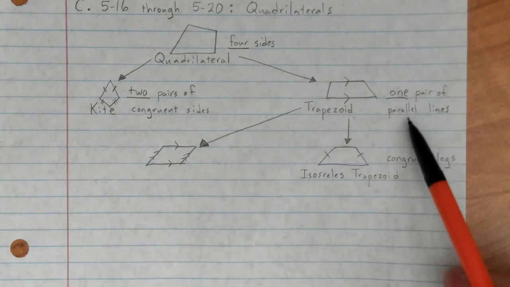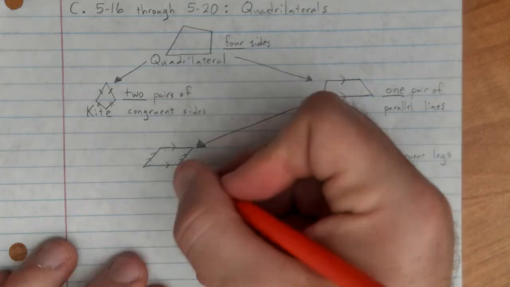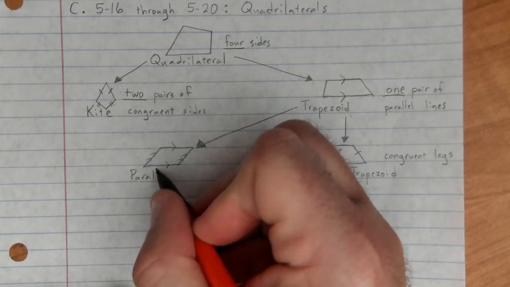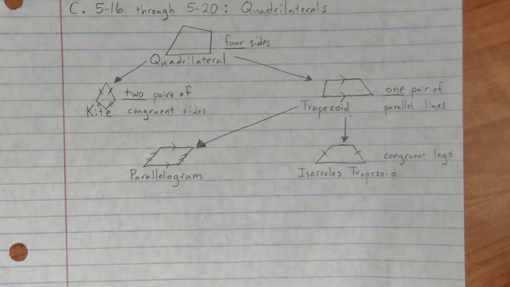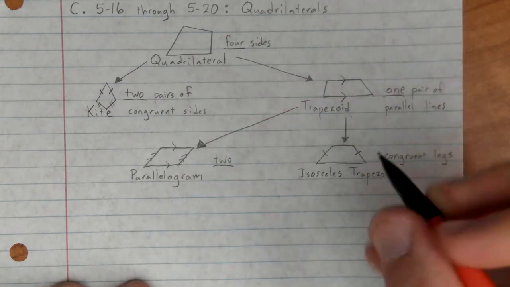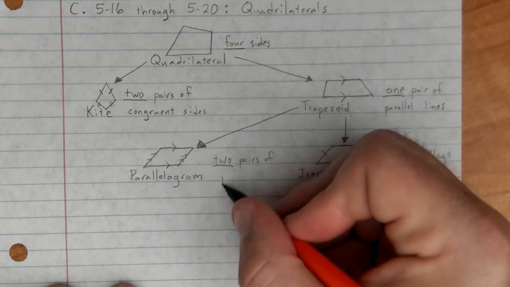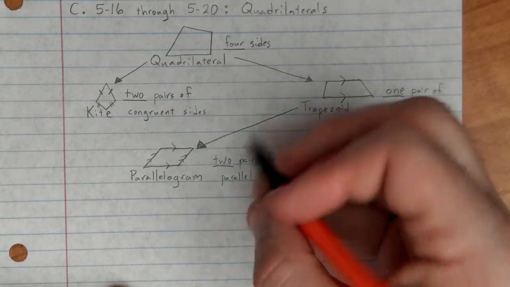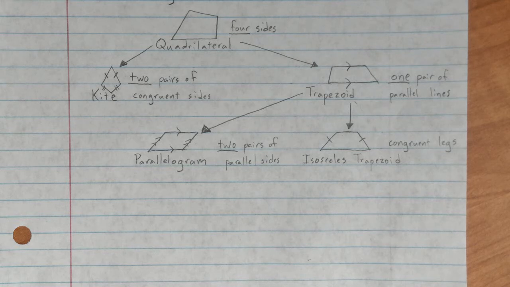So we started with one pair of parallel lines, but then this trapezoid gets a second pair of parallel lines, and now it has become something new. It has become a parallelogram. Two pairs of parallel sides. And make sure that doesn't run into our isosceles trapezoid, excuse me. Okay, so two pairs of parallel sides.